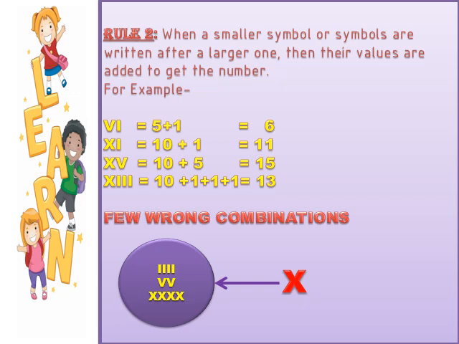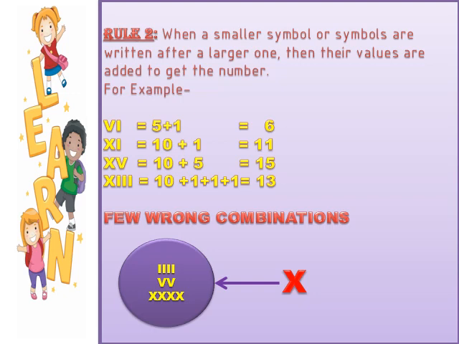Same as XIII. Here we have to add I plus I plus I, which means 1 plus 1 plus 1, 3. And we have to add 3 to X, which means 10. 10 plus 3 is equal to 13. So VI stands for 6, XI stands for 11, XV stands for 15, XIII stands for 13.